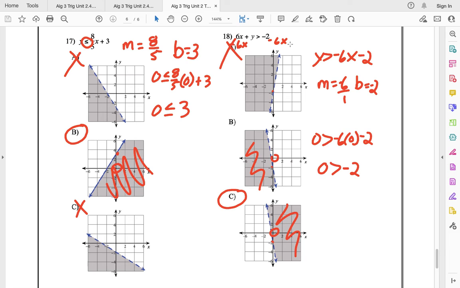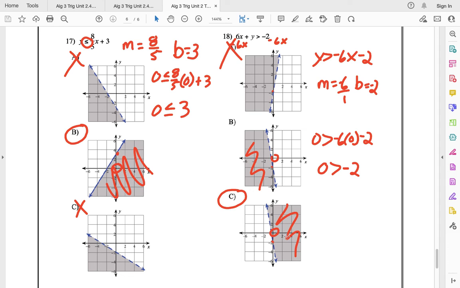For number 18, we had to move over, so subtract 6x. We did have some problems in class when we practiced that if we divide by a negative, we still must flip the sign. That just didn't happen in this one. We're going to start at -2. We're going to go down 6 over 1 since it's a negative. So down 6 over 1. And in this case, it's going to be a dashed line. So all of these are dashed. So I'm looking for the one that started at -2 and went down 6 over 1.